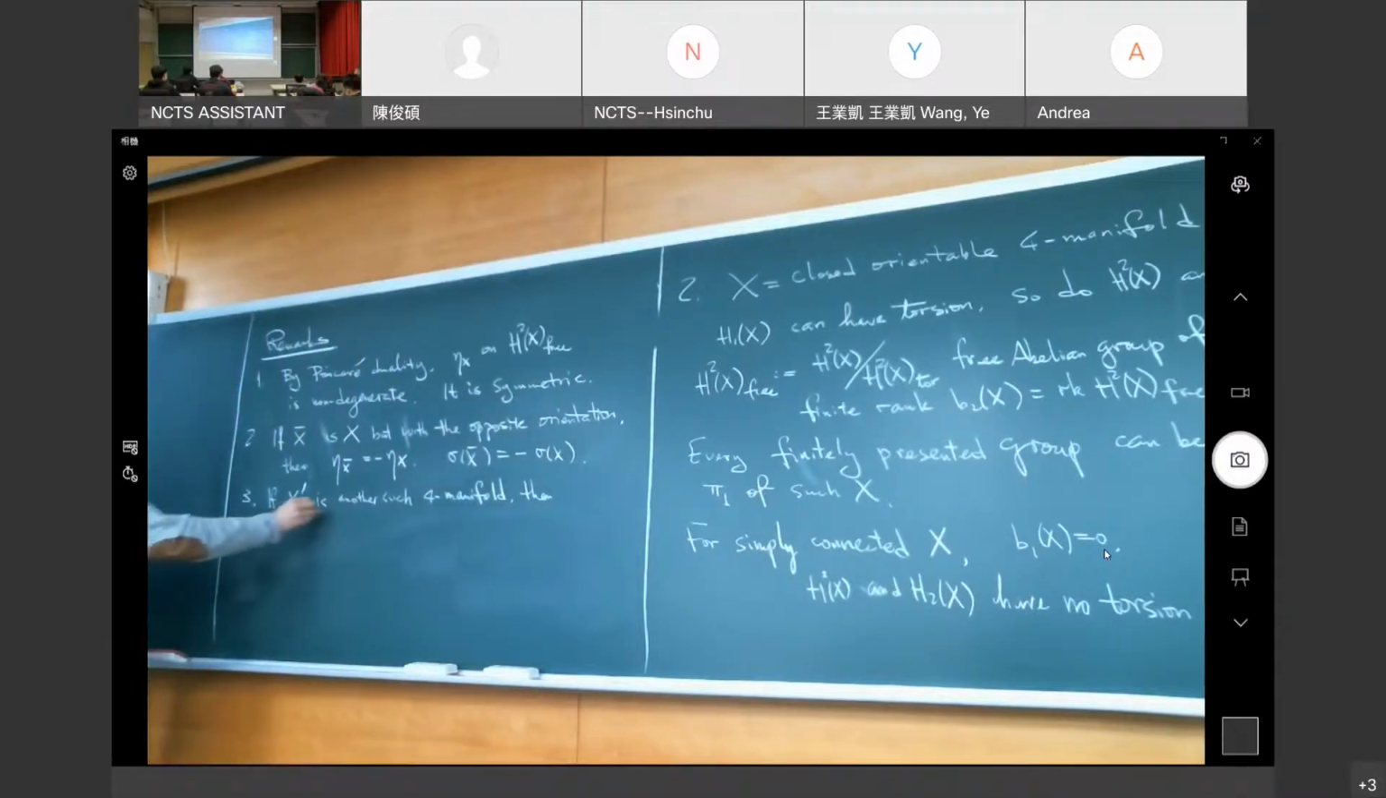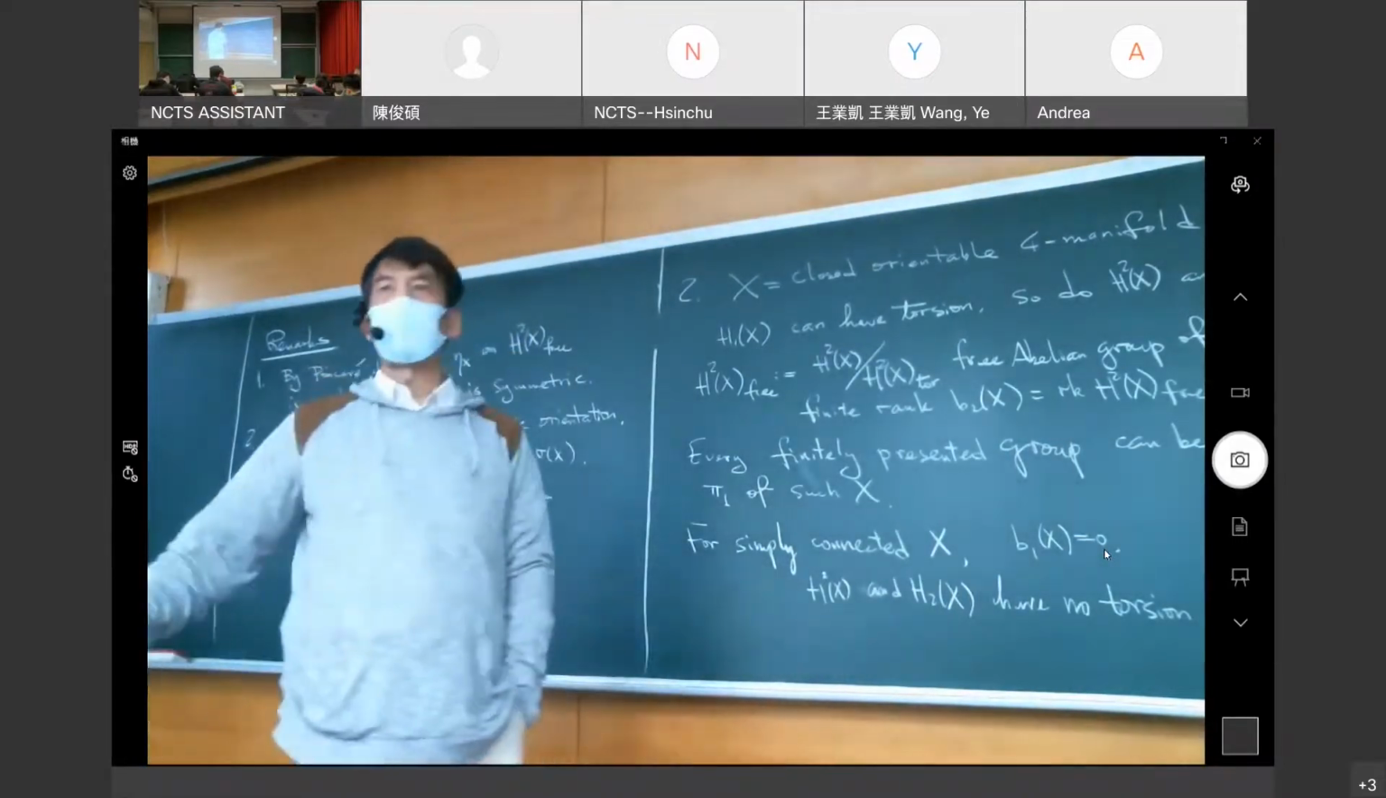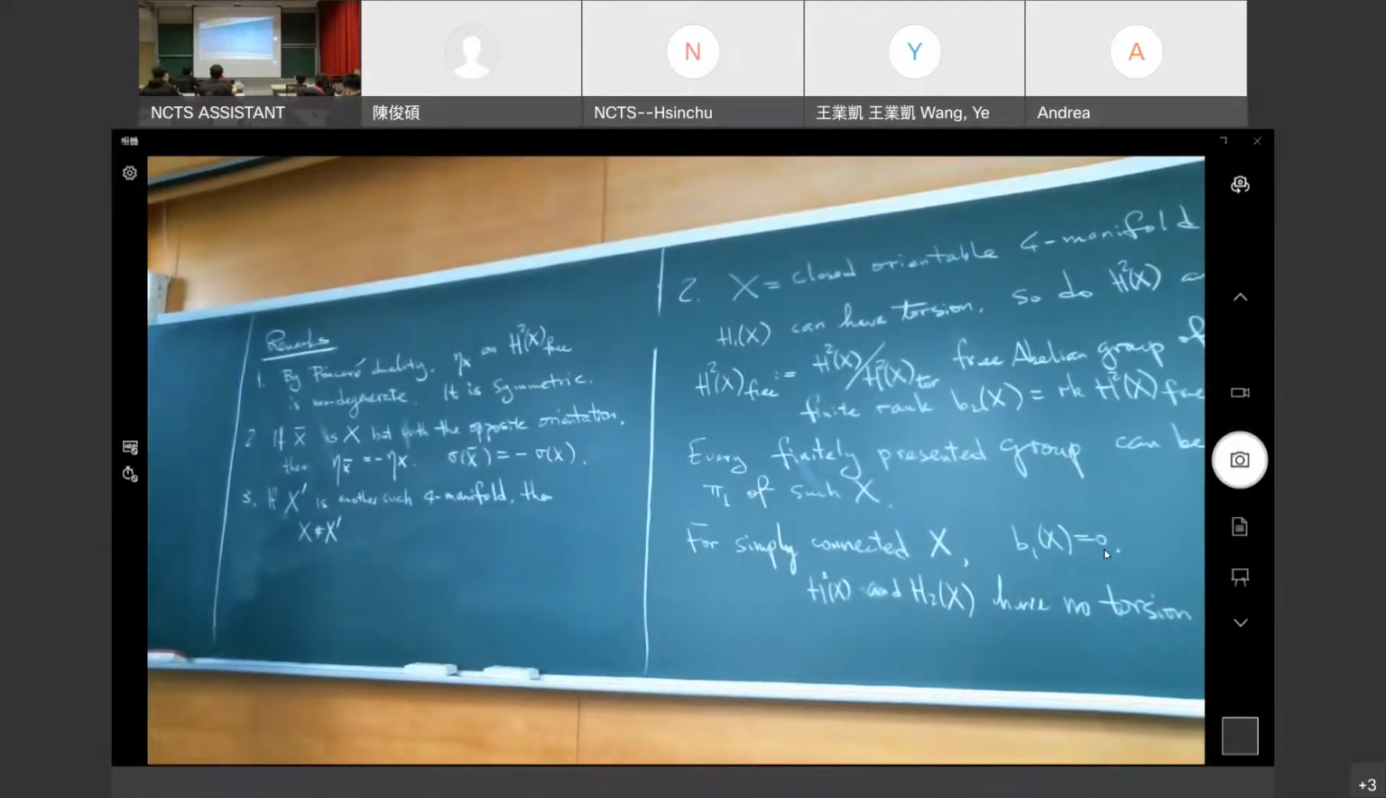Now finally, if X prime is another such four manifold, then we can form what is called the connected sum. The connected sum is a simple procedure in topology. You take away a solid four-ball in both manifolds, and the boundary would be S3, and then you glue the two manifolds and smooth the corners to form another four manifold. So this is the connected sum.